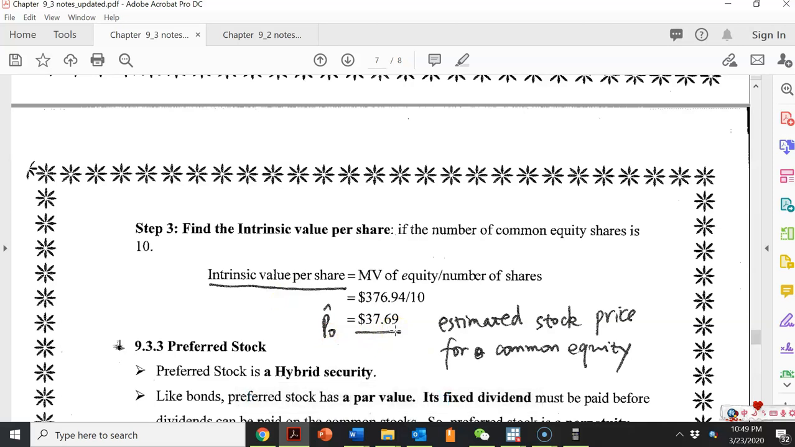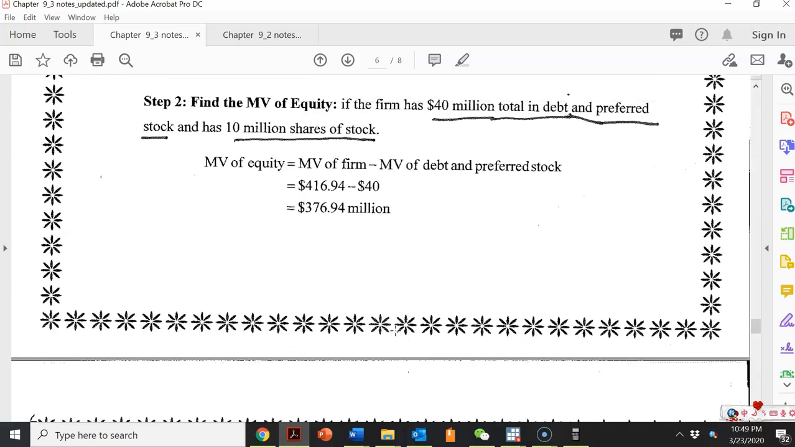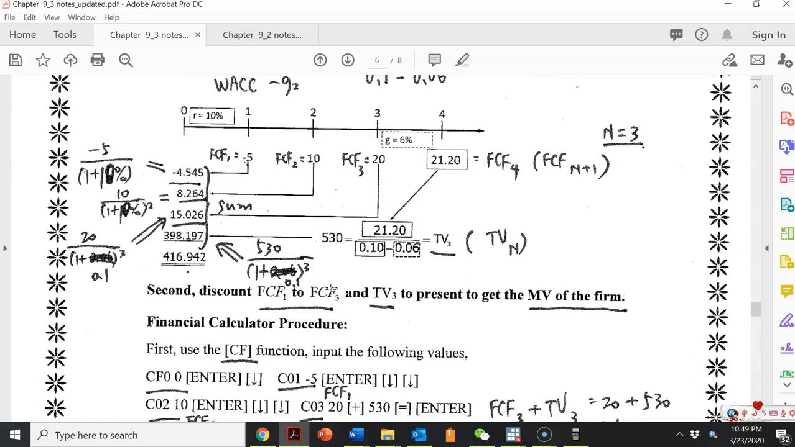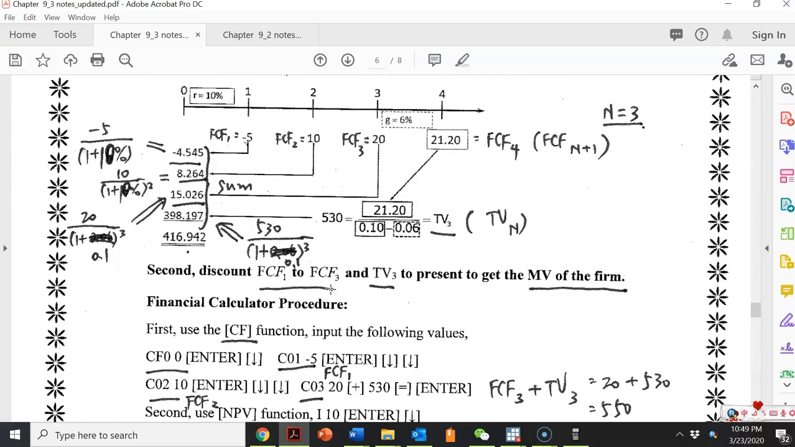Okay, so here is the 3 steps: looking for the firm value, looking for the market value of equity, and finally the stock price. And in the first step, it's a 2-stage model here to solve for the market value of the firm.